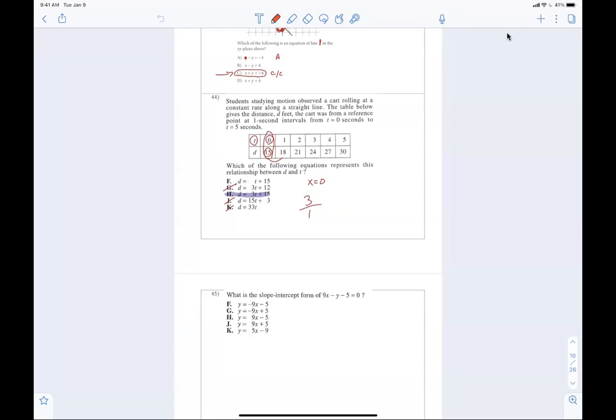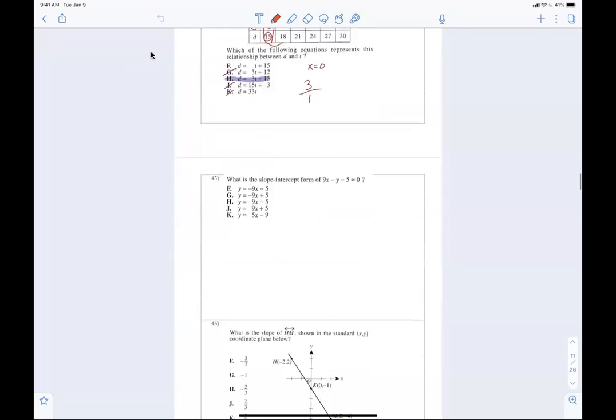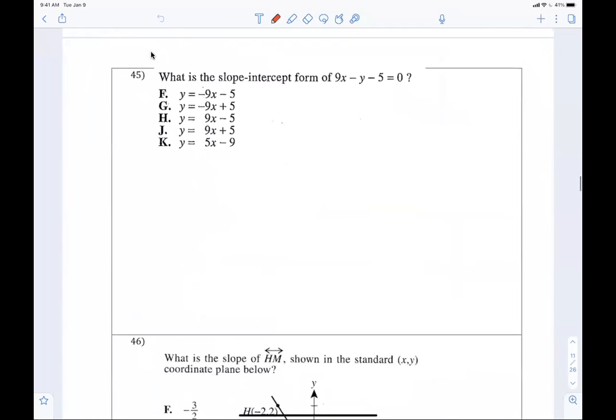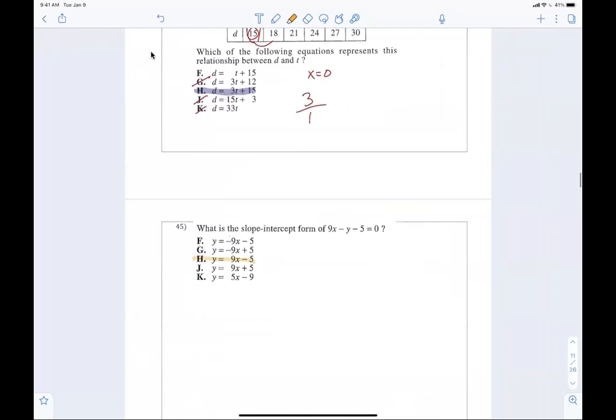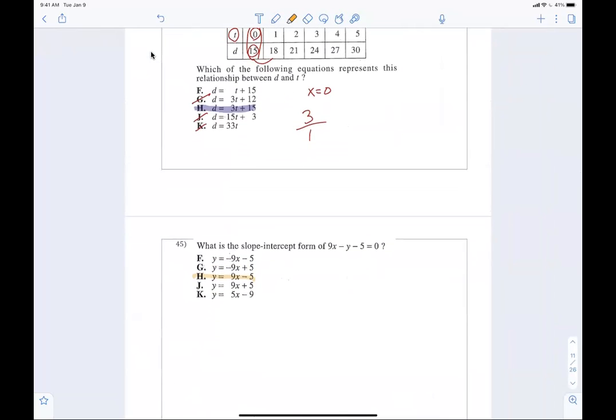For these particular problems, I think I asked you to do up to 45, doing the odds, I believe. What is the slope intercept form? So 45 was what? H. Everybody okay with that? Pretty straightforward. Did anybody have any questions before 45 on the odds? Any issues? All right, let's just continue on.